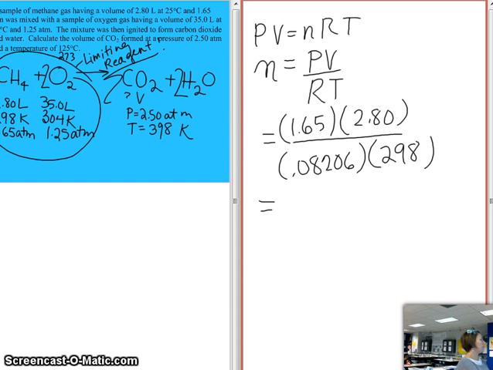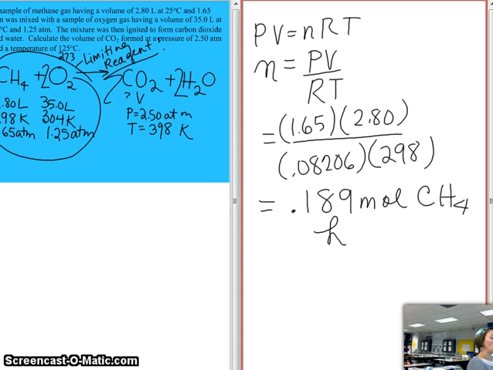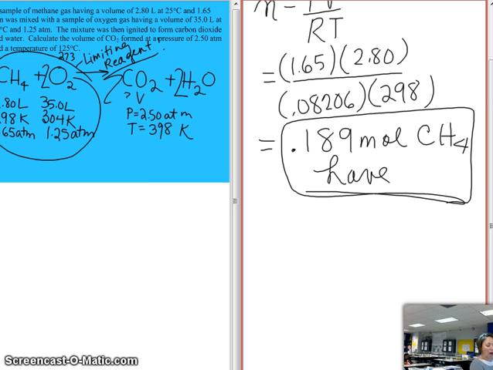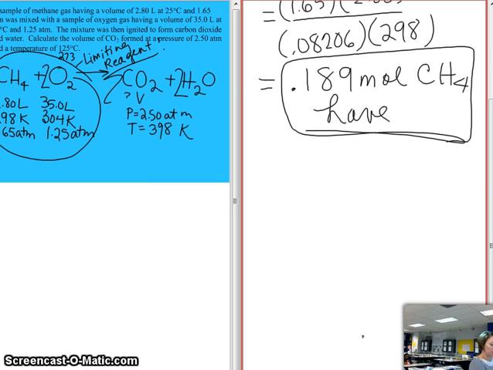And I got for the moles 0.189. That's our moles of CH4 that we have. Okay, now I need to find the moles of oxygen that I have, so I'm going to do PV = nRT with oxygen.